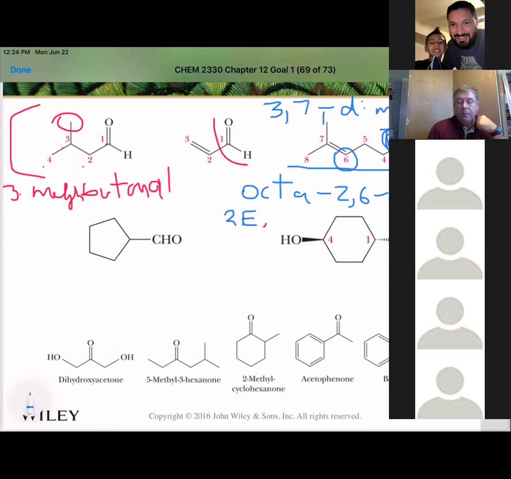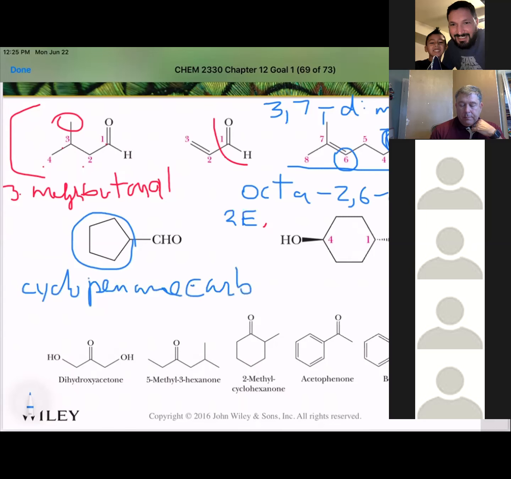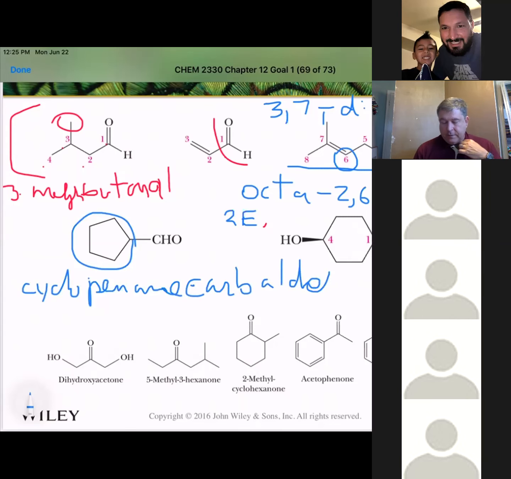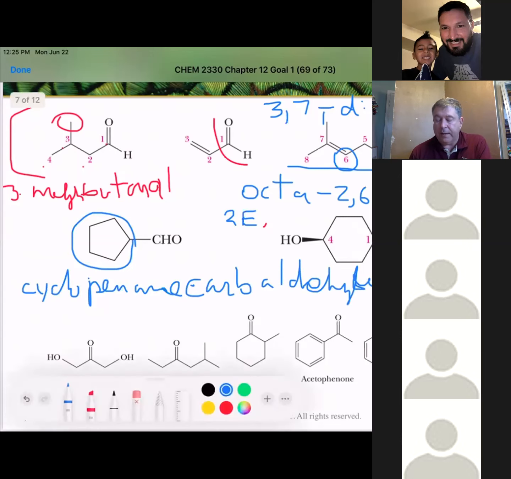Okay, so when we name cyclic, it's easier, you name the ring that it is, and then you add carbaldehyde on it. So this would be cyclopentane carbaldehyde. Okay, so, and then of course, if we have substituents, because the carbaldehyde is naming the ring, we always start with that as number 1.